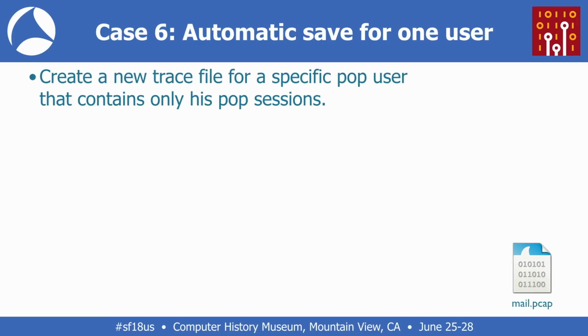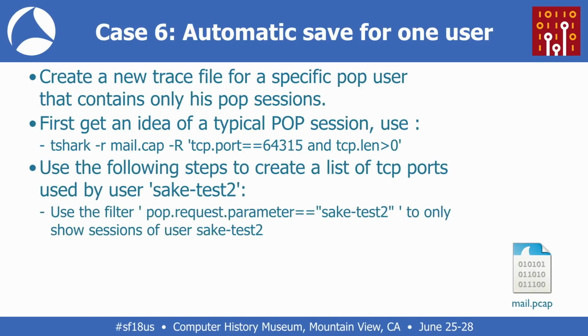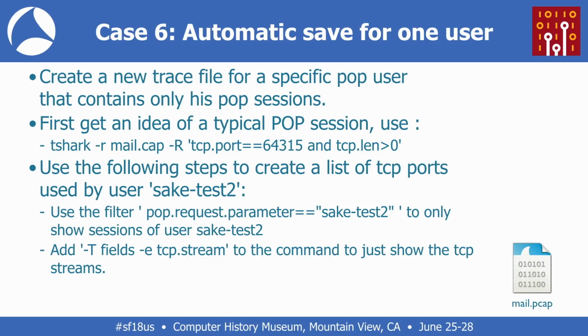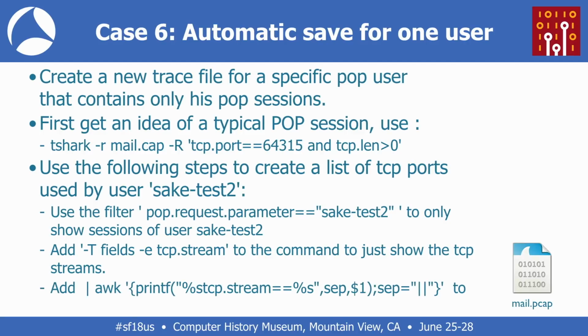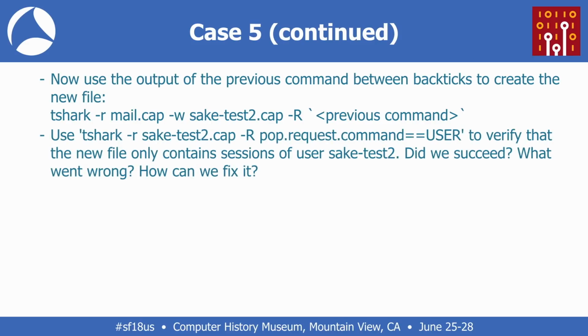Then case 6, I think it's the last one. Create a new trace file for a specific POP user that contains only his POP sessions. So there's a file with mail traffic, and there's SMTP traffic and POP3 traffic in it. So I'm going to read that file. This gives you an idea of a POP session. And I'm going to extract things for the user Sake-test2, and I'm going to use that to create a new trace file. So these are the steps that I'm going to take.